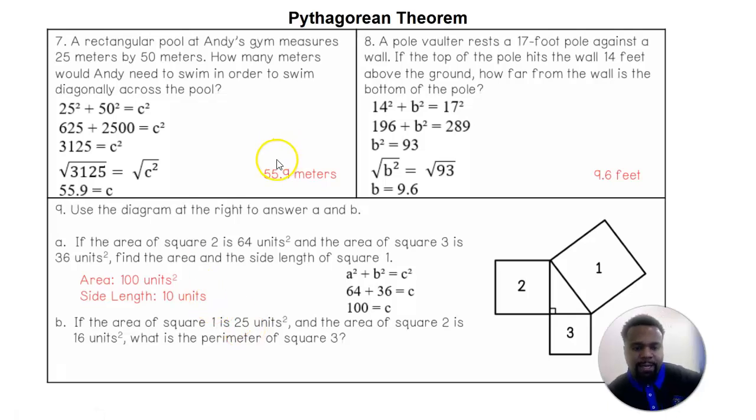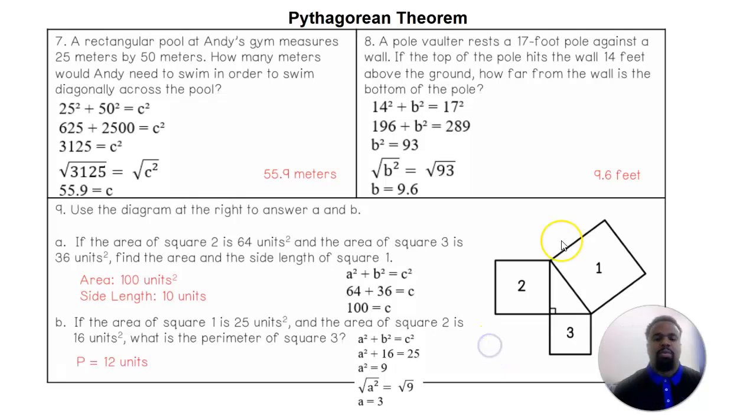All right, let's look at b. So square 1, the area is 25, and square 2, the area is 16. What's the perimeter? So the hypotenuse and a leg are given, so I need to find what the other leg is. So I have a squared plus 16 equals 25. I want to get a by itself, so I subtract. 25 minus 16 is 9. Let's do the square root of 9. That gives you 3. So the side length for square 3 is 3, but I want to find the perimeter, and the perimeter is the distance around the figure. And since it's a square, all sides are the same. So if I do 3 plus 3 plus 3 plus 3, that gives me 12. So the perimeter is 12 units.